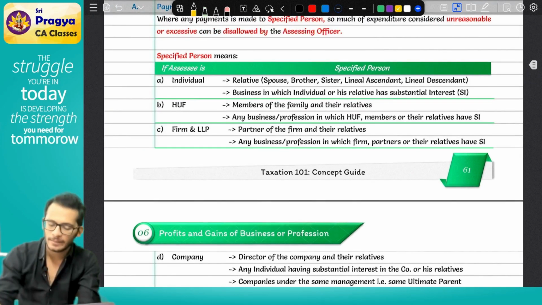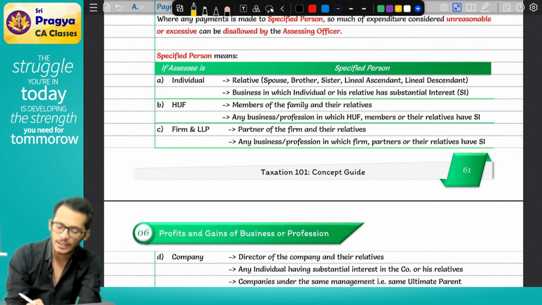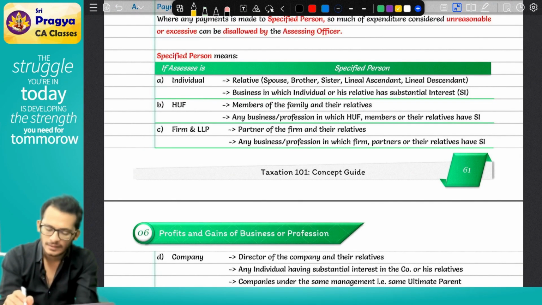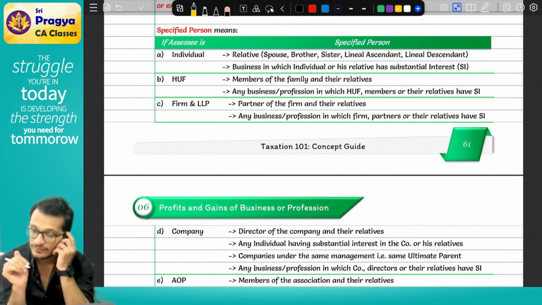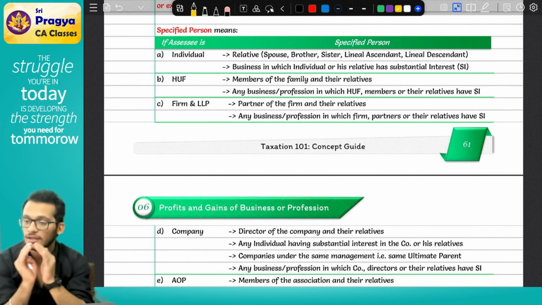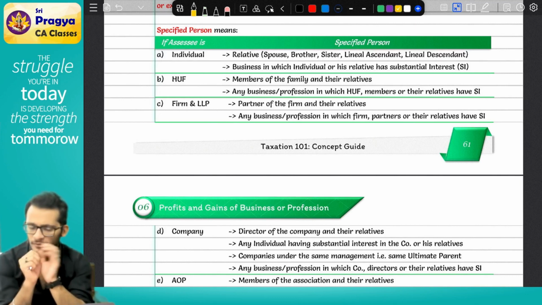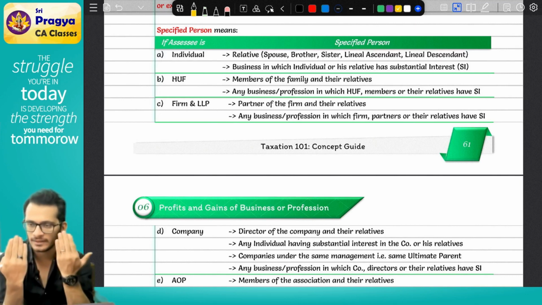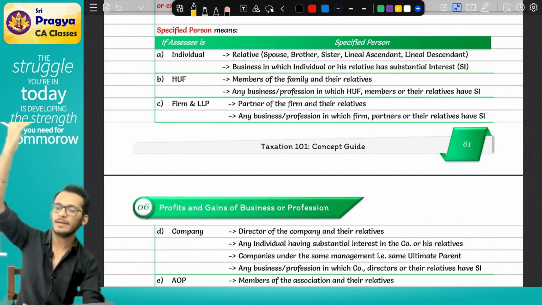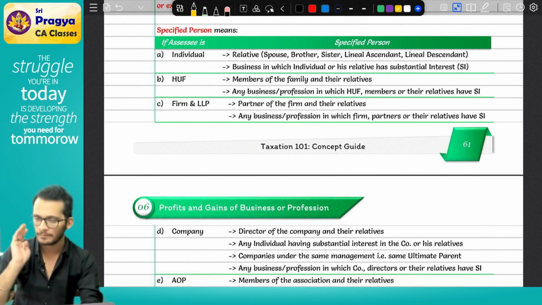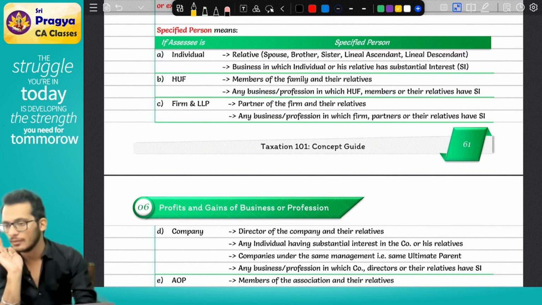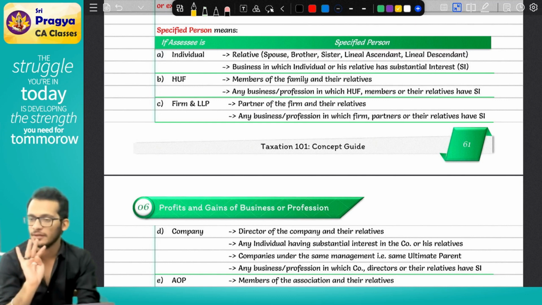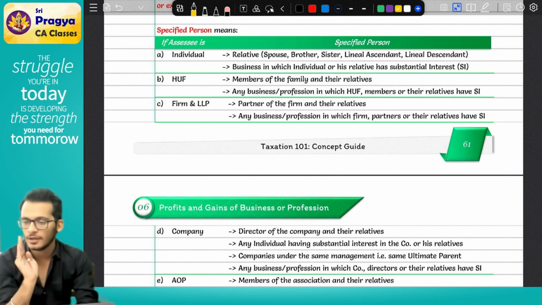Starting from the individual part, they're saying relatives means spouse, brother, sister, linear ascendants and linear descendants. Technically, it is your side of the family: your spouse, your brother, your sister, your parents, your grandparents, your son, your grandchildren. You are talking about your related parties on your own side. You're not talking about the spouse's side. You're only talking about your own side.